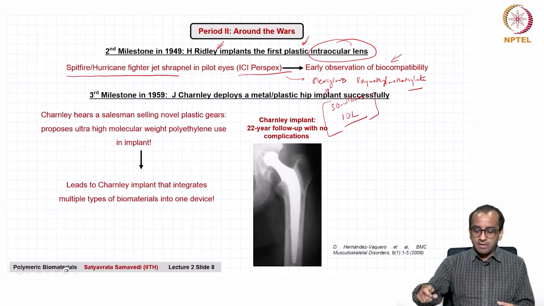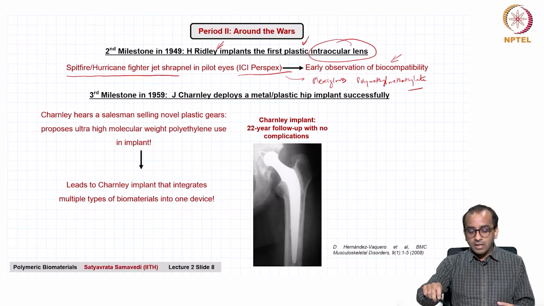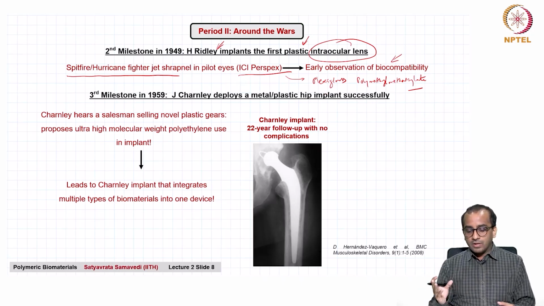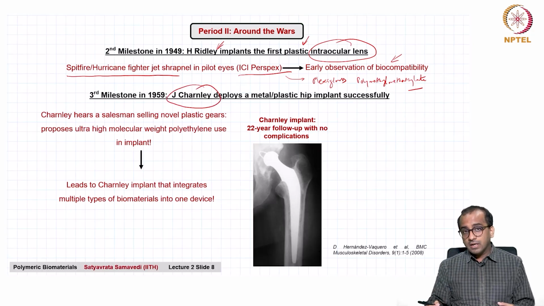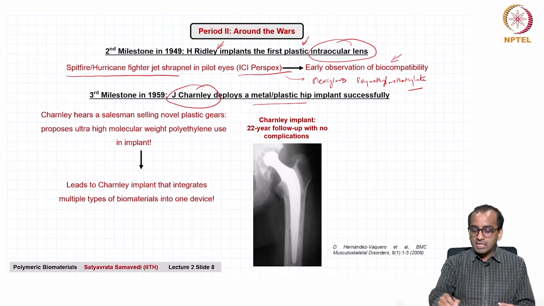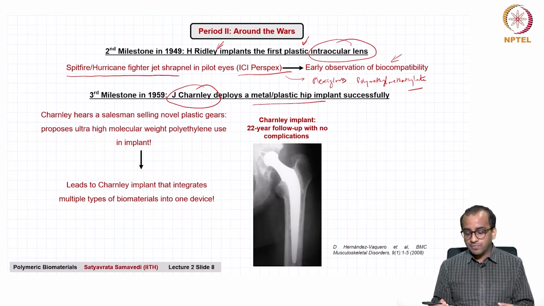The next very important milestone, that is the third milestone in that period around the wars or right after the wars, is Charnley deploying a metal plastic hip successfully. This is also a very interesting story for how he came up with this.